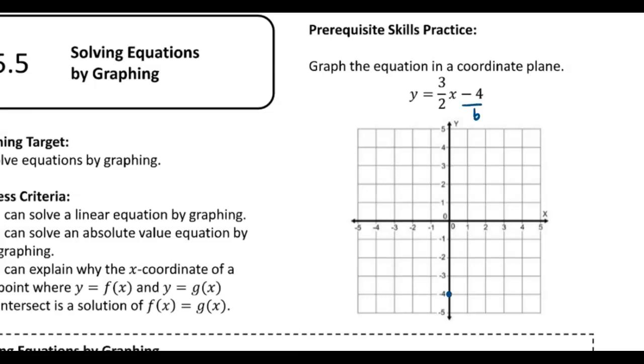So you go down to -4 right here. And then the slope is 3/2. And remember that's rise over run. So it tells you to go up 3 over 2. And then do it one more time, up 3 over 2.